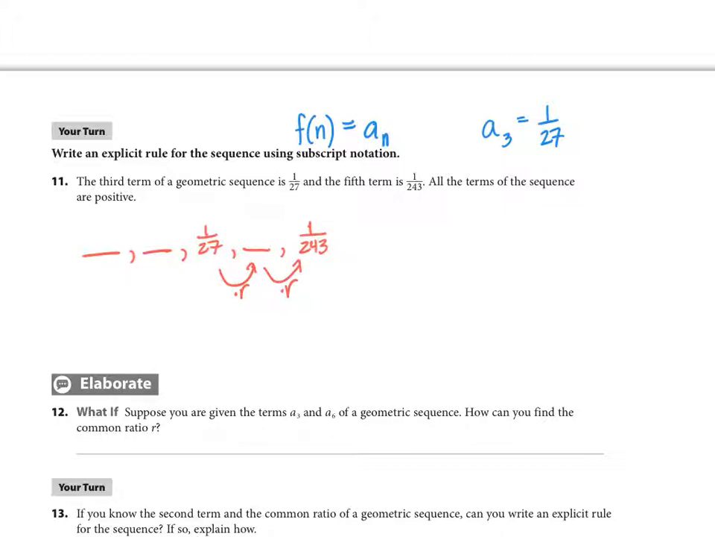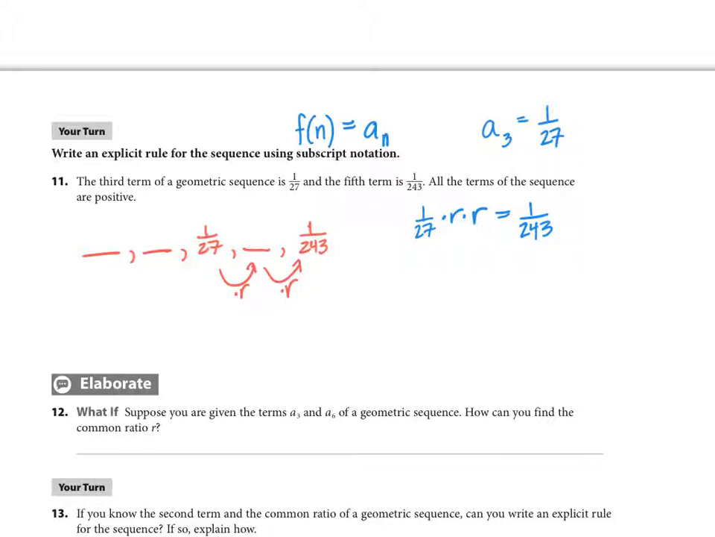What we're really doing here is, what is 1 over 27 times the common ratio to get the fourth term, times the common ratio again to get my fifth term. And we know what the fifth term is. The fifth term is this. So the question is, what do I have to multiply this by twice, two of the common ratios, to equal this? So this is just an equation that we solve.